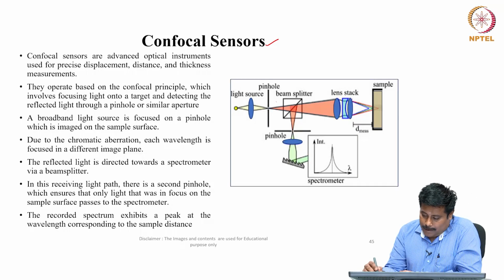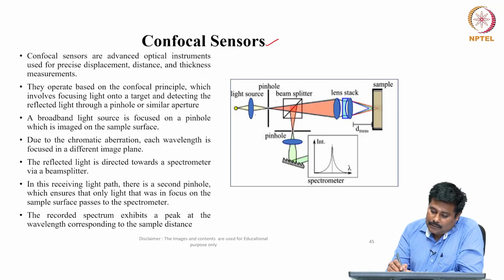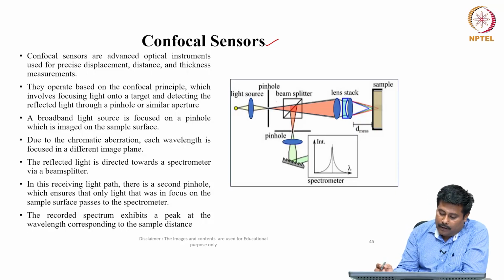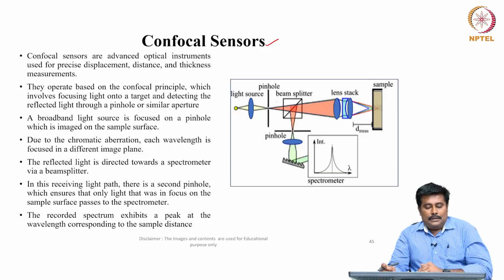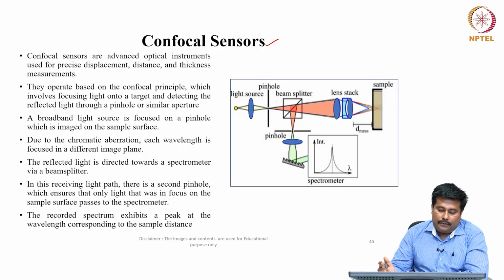Once it reaches the lens stack, it hits the sample and the reflected beam bounces back. Here there are two things. In the case of the beam splitter, we get one reference beam and the other is the beam we get from the sample. These will be passed through a spectrometer. Using a spectrometer, we can analyze the overall characteristics of the sample.